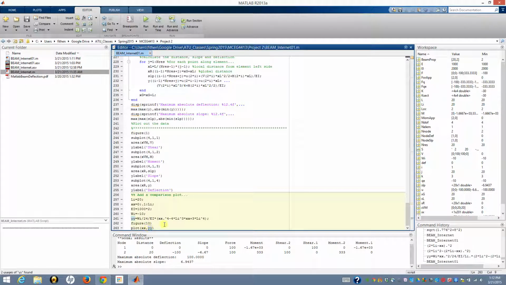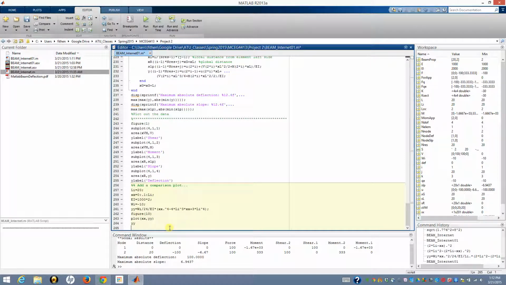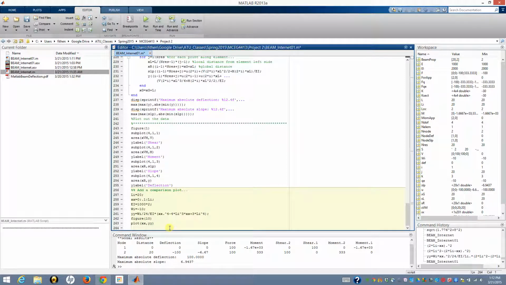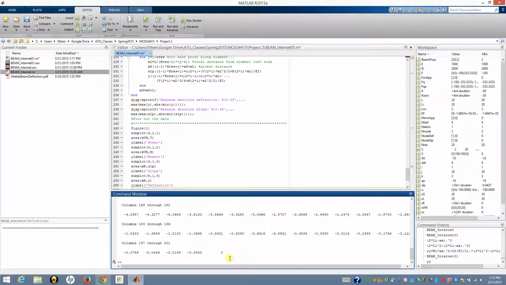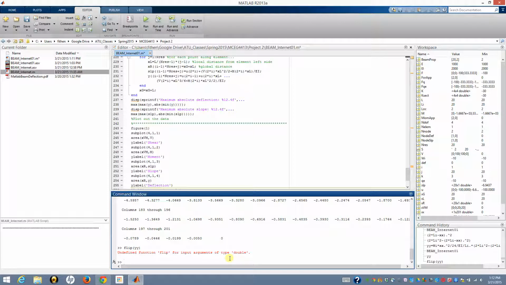There's a flip, but let me test it first. Okay, so I've got a value YY. Whoops. I still have the value YY in here. So if I do a flip, YY, we need to do a check for the flip.